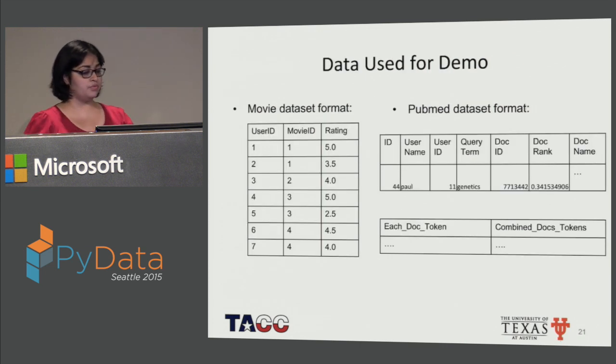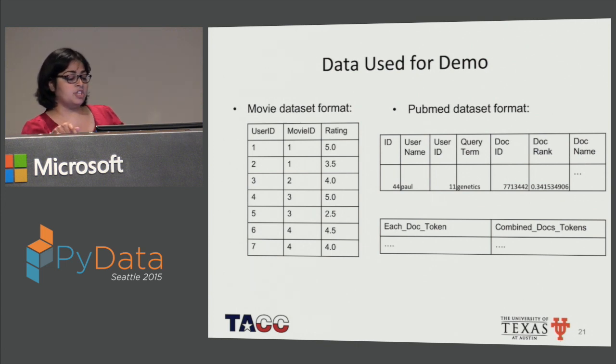So the data I use for the demo is in a movie data format. The data set is like this. We have a user ID, we have a movie ID, and the ratings. This was downloaded from the internet. It's a very easily available data set. If you search for movie data set just for your testing purposes, you'll get this kind of a format.